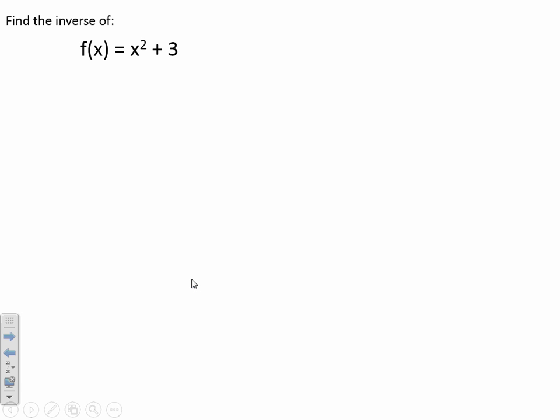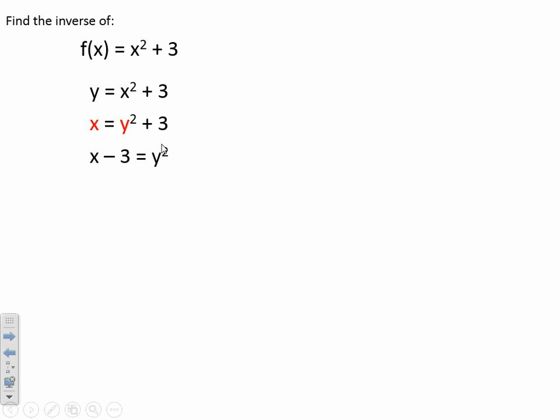All right, here we go. Let's check it out. First, rewrite it, replacing f of x with y. Next, switch x and y. Now we have to solve for y, so I'm going to subtract 3 first. So I have x minus 3 equals y squared.